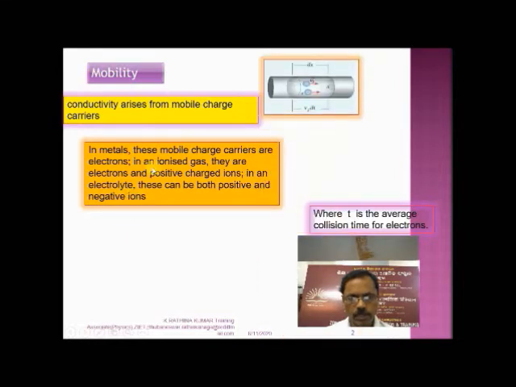In a metal, these mobile charge carriers are electrons. In an ionized gas, there are electrons and positive charge ions. In an electrolyte, these can be both positive and negative ions. Electrolyte means chemical solution. The current is obtained from the chemical solution, so the solution will act as an electrolyte.